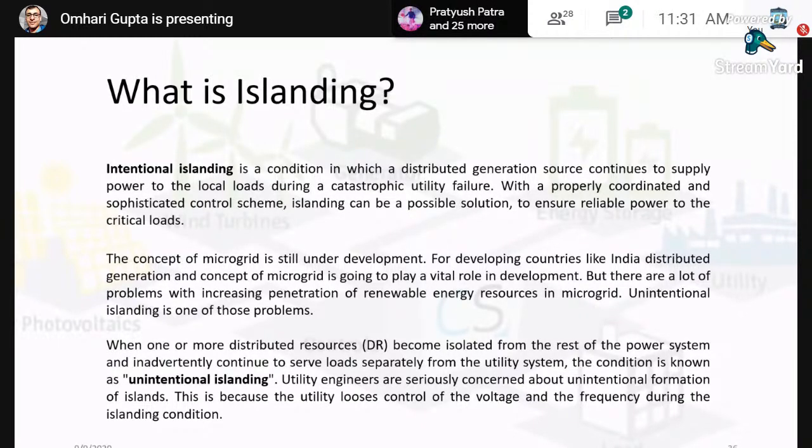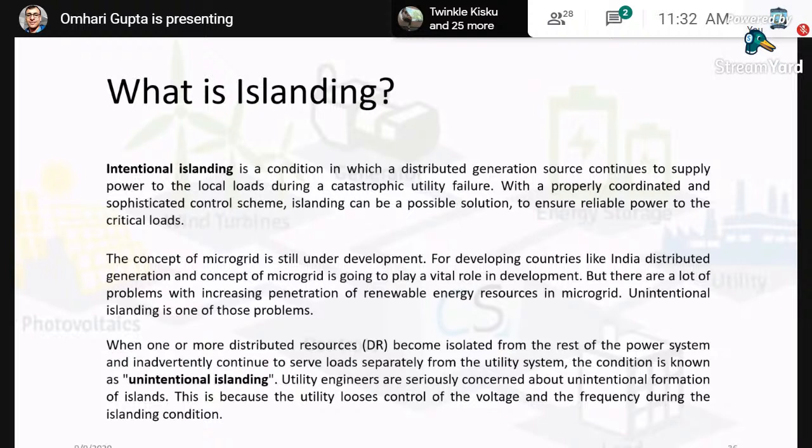So what you can do is connect your local generation to the system and supply your critical load, with the provision of load shedding. You can remove the non-critical loads out of the system. The concept of microgrid is still under development. For developing countries like India, distributed generation and the concept of microgrid is going to play a vital role in development.